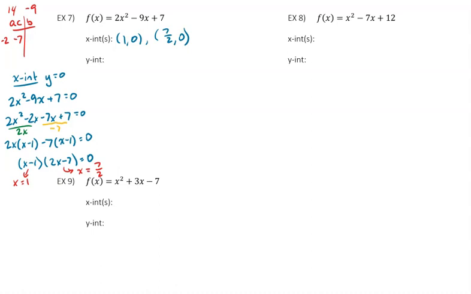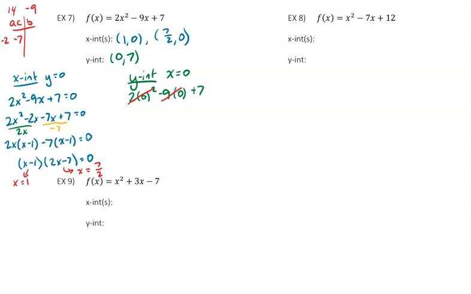Y-intercept next. So for the y-intercept, we're going to set x equal to 0. And this is always the easier one. So if we plug in 0 for x, you're going to notice that most everything cancels except for that last number. So our y-intercept is just (0, 7).